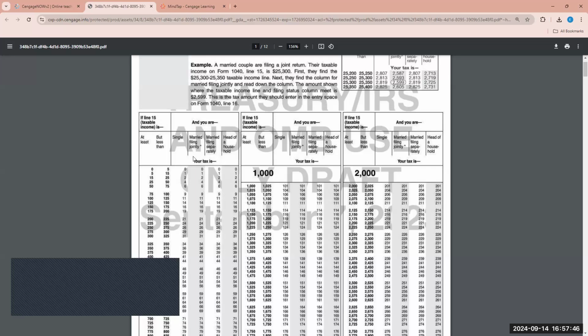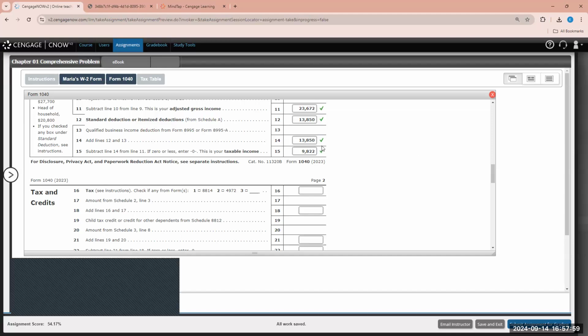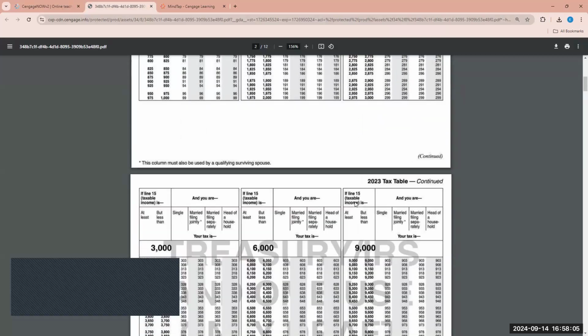The second column represents the tax liability for a married filing joint individual. The third is for a married filing separate taxpayer. And lastly, for a head of household. So following that logic, we see Maria's taxable income is $9,822. So we basically connect the dots.